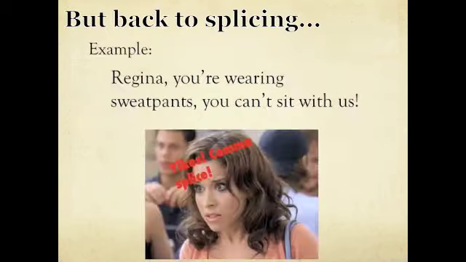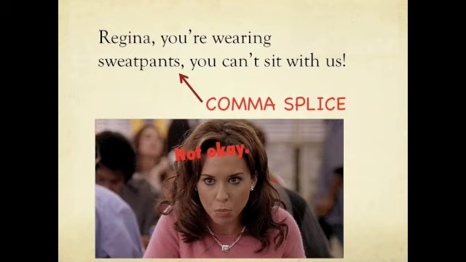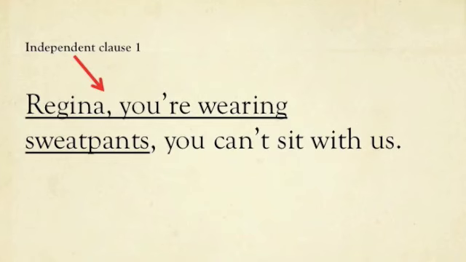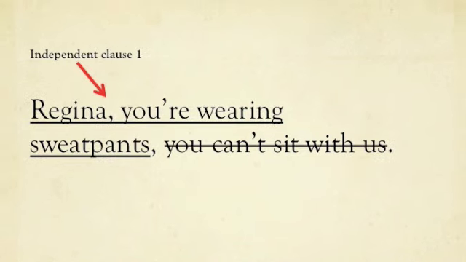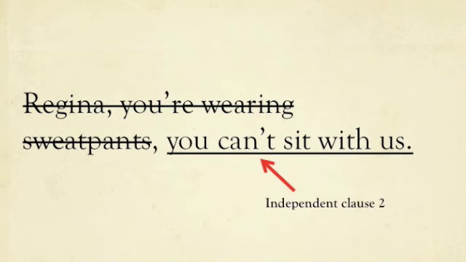Let's get back to comma splices. Take the example, "Regina, you're wearing sweatpants. You can't sit with us." We know this is wrong because the first part expresses a full thought, with you being the subject and wearing being the verb. The phrase could stand alone without the second half. The same goes for the second half of the sentence, with you being the subject and can't sit as the verbs.